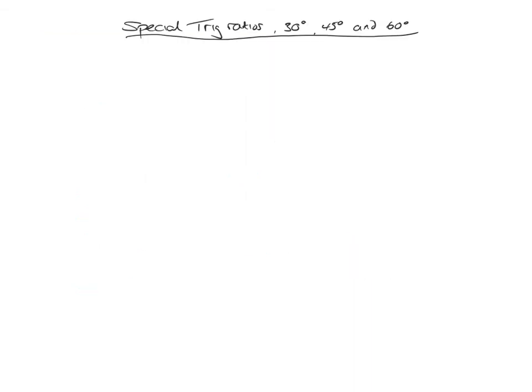The last thing we're going to look at on this video is the special trig ratios of 30 degrees, 45 degrees and 60 degrees, and these are used an awful lot on the course. So it's a good idea to learn these, and there is a summary of the answers to these on the next slide. So let's have a look at the 30 and 60 degree angles first.